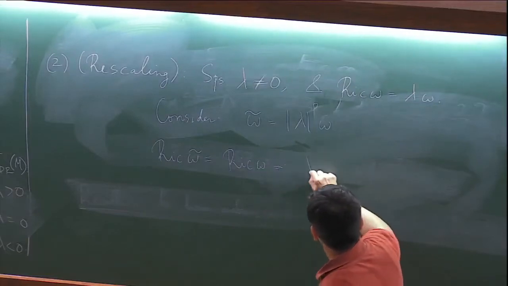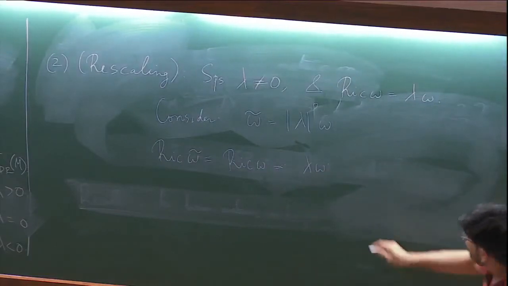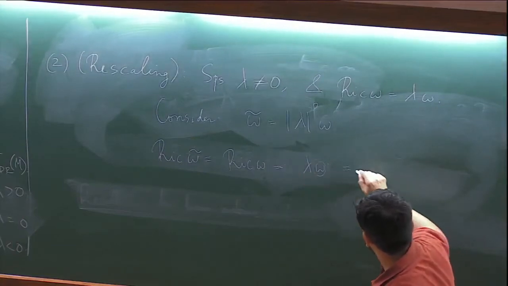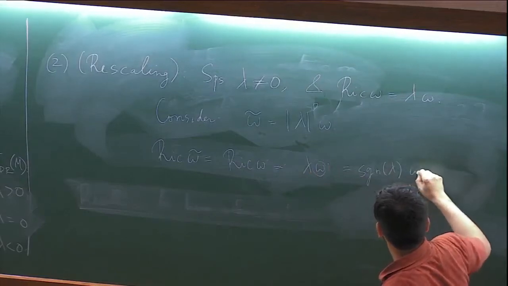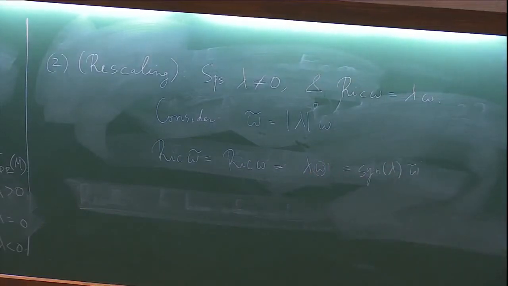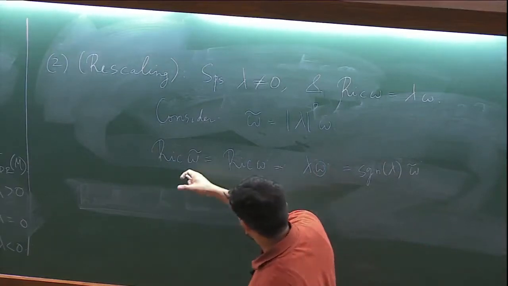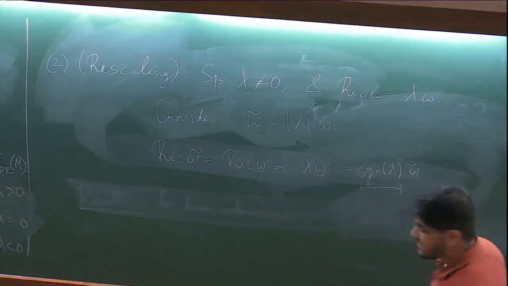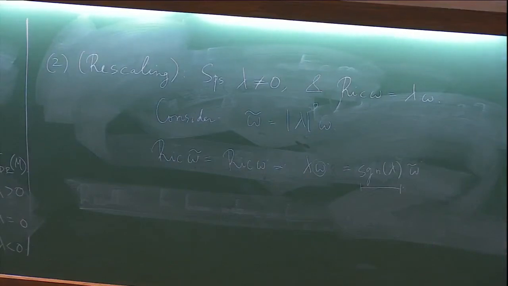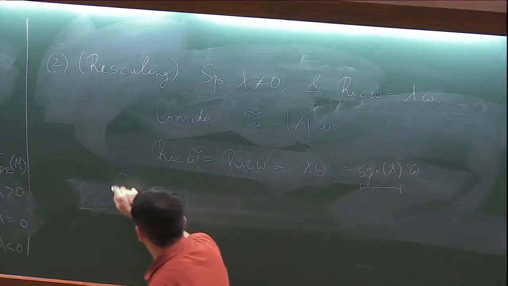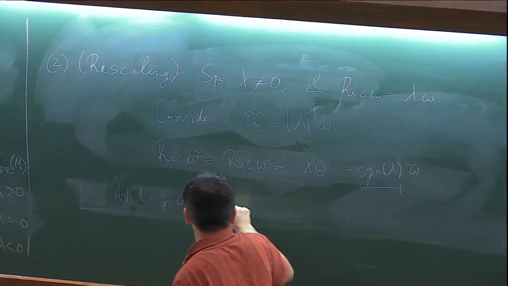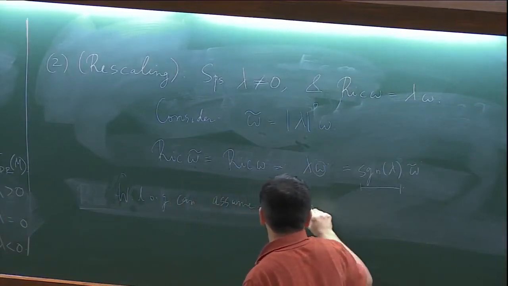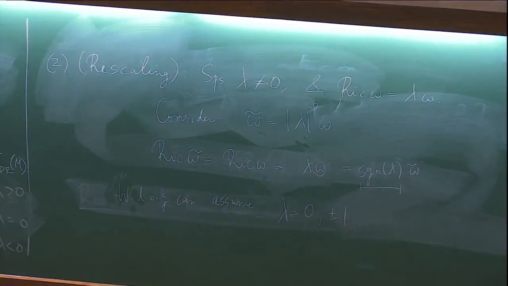But then we are assuming this is Einstein, so you have this. But then omega is given by omega tilde divided by this. So this is the sign of lambda times omega tilde. So the moral of the story is that by rescaling, one can always assume that our Einstein metric has Einstein constant either plus or minus 1 or 0. So without loss of generality, we can assume that lambda is either 0 or plus or minus 1, right?